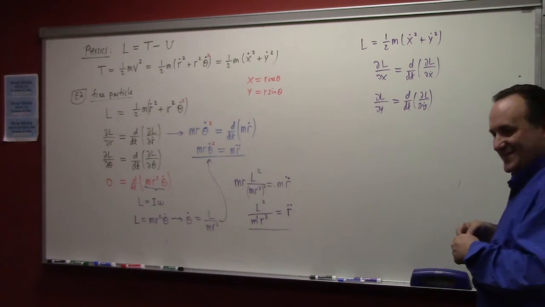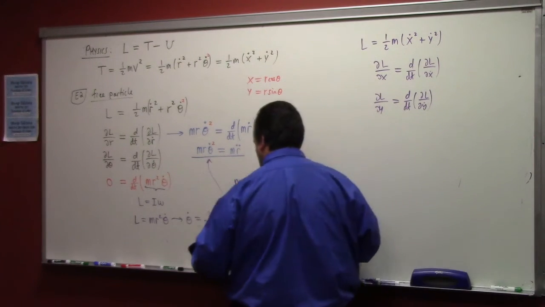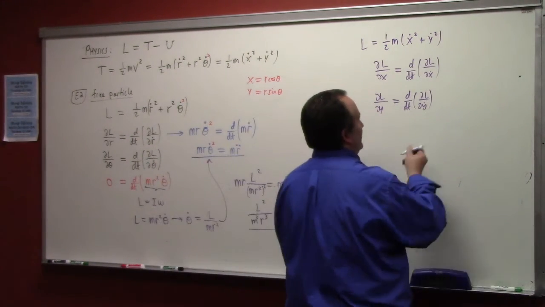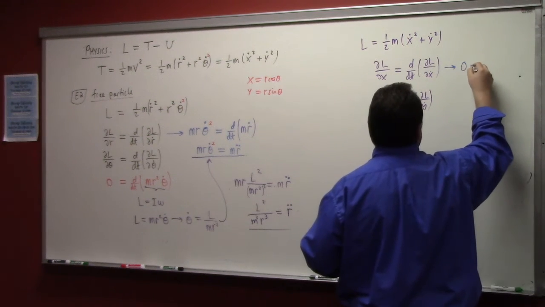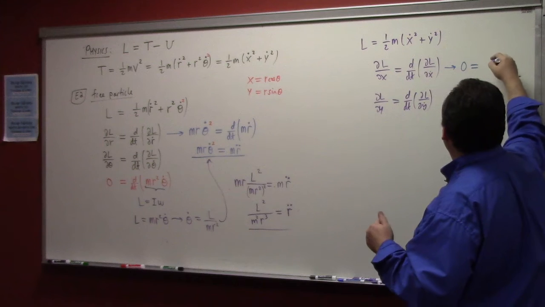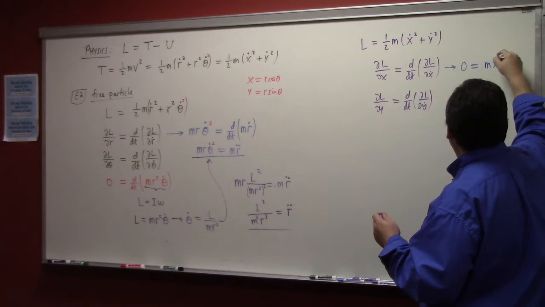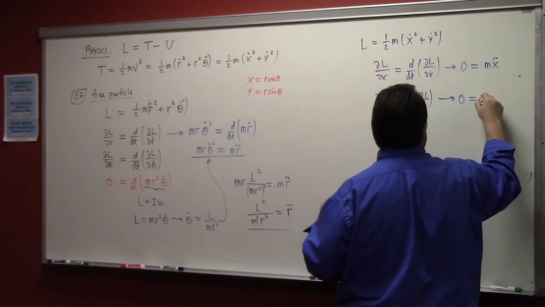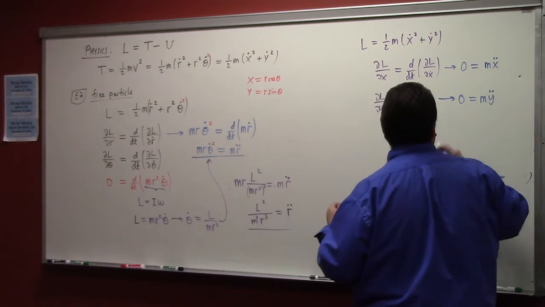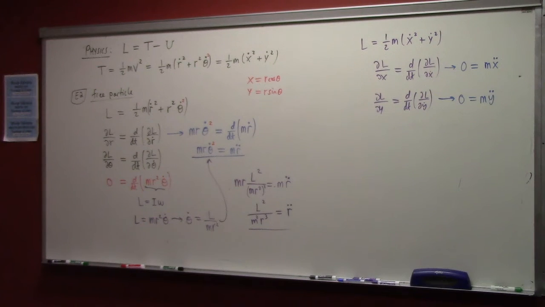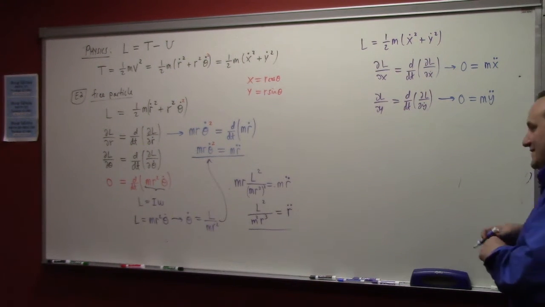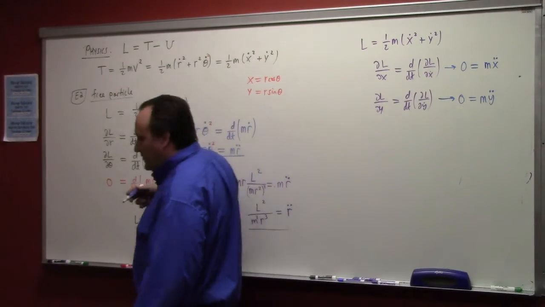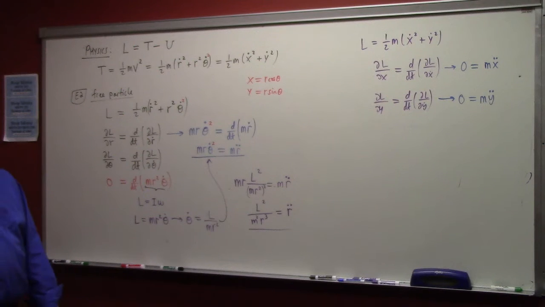But what are those? What do you got here? You got 0. Partial L, partial x dot is just mx dot. So we've got mx double dot. And this becomes 0 is equal to my double dot. Which, of course, are Newton's equations for a particle in free space without any force on it, right? It's just ma equals 0. The thing is, what ma equals 0 means for polar coordinates is actually kind of complicated.